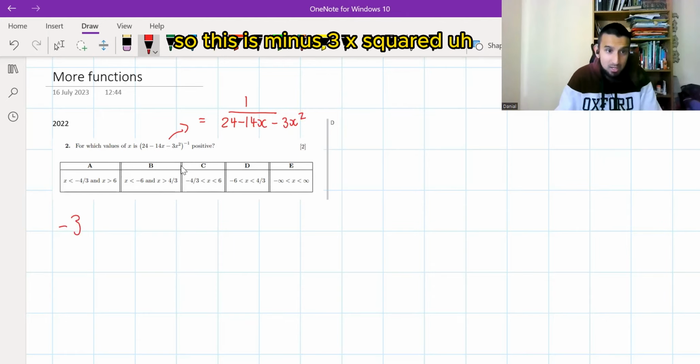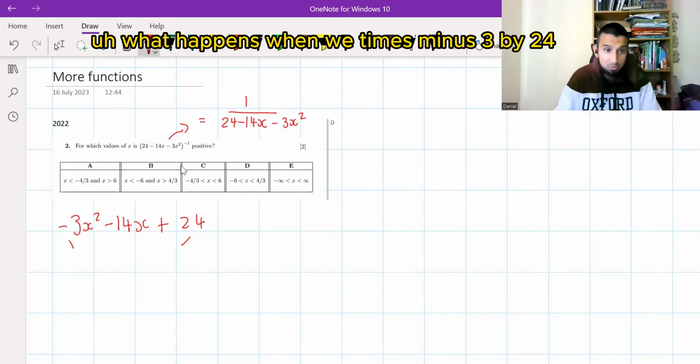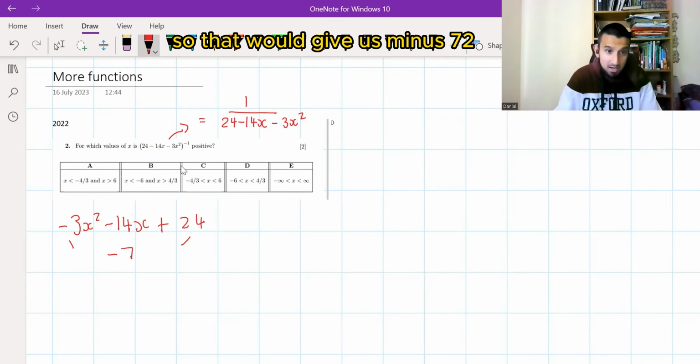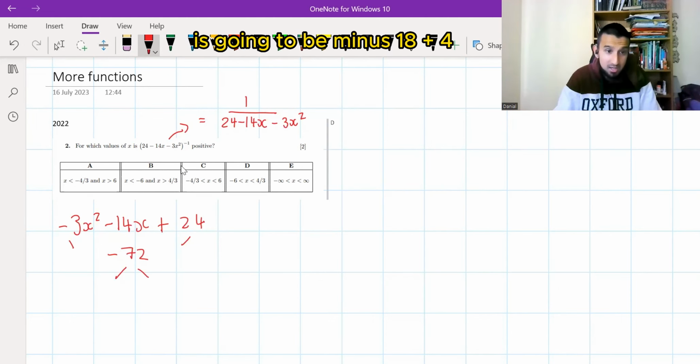So this is minus 3x squared minus 14x plus 24. We can factorize it, minus 3 and 24. What happens when we times minus 3 by 24? That would give us minus 72. Two numbers that times to minus 72 and add to minus 14 is going to be minus 18 plus 4.